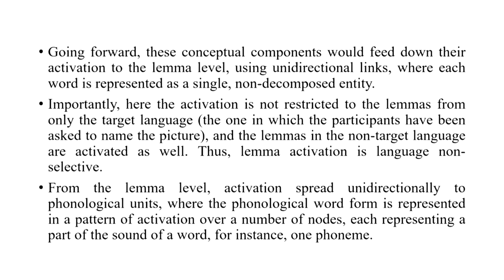Now, what happens from here on? From the lemma level, activation spreads unidirectionally to phonological units. You have to select a particular lemma, and from there activation spreads unidirectionally to the phonological level, where the phonological word form is represented. For example, if you are saying dog, it has three sounds, d, o, and g. These phonological units need to get activated, each representing a part of the sound of a given word, for instance one phoneme, d or g or o, and so on. This is the description of Kroll's model.